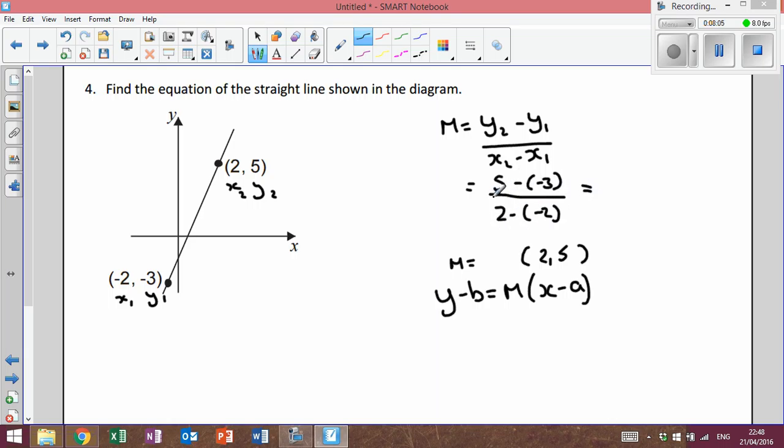I'm just going to come over here, I know it's not neatest. 5 subtract negative 3 is 8. 2 subtract negative 2 is 4. So 8 divided by 4 is 2, which I can use in my formula. So this is my gradient, that's m.